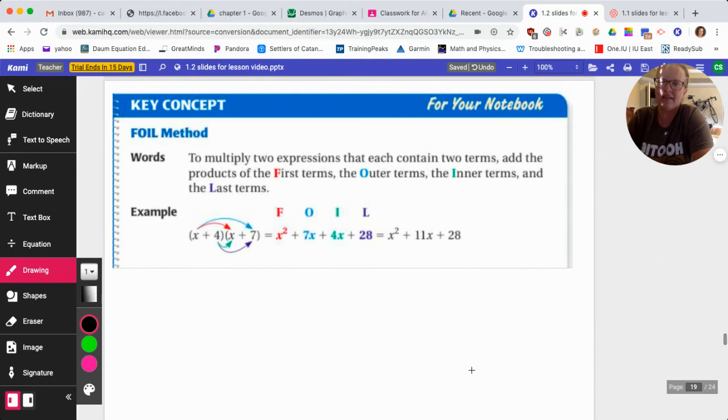All right, last but not least, FOIL. This is where we multiply two expressions, two binomials. We say two expressions that each contain two terms, that is binomials.